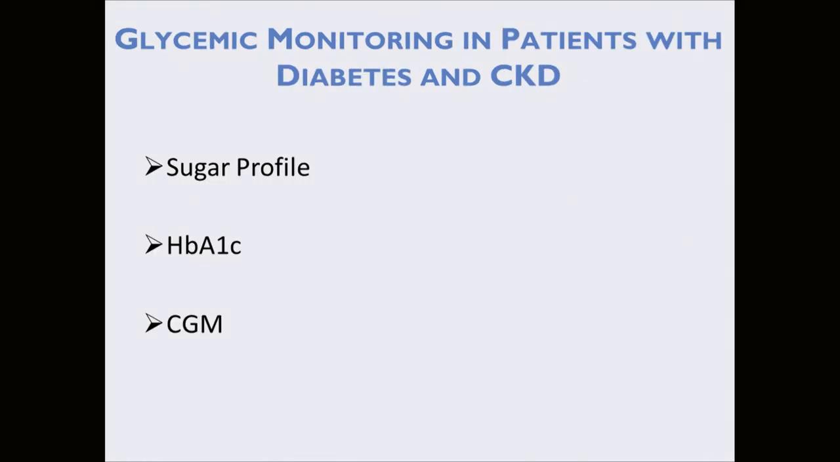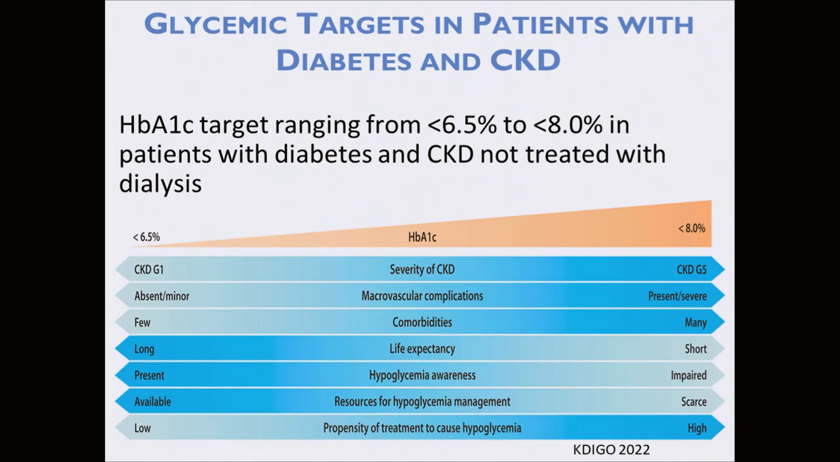Now, glycemic monitoring in patients with diabetes and CKD. Three tools: sugar profile, HbA1c and CGM. Of these, HbA1c is commonly used. In stable diabetic patients, it should be done at 6-month intervals. But when the patient develops unstable diabetes and frequent change of medication, it should be measured every 3 months. What is the target? Target of HbA1c in patients with diabetes and CKD is less than 6.5 to less than 8%. That is, in early CKD with fewer comorbid conditions, the target is tight glycemic control, less than 6.5. When the patient has advanced CKD or is on maintenance hemodialysis, the target is less than 8%.